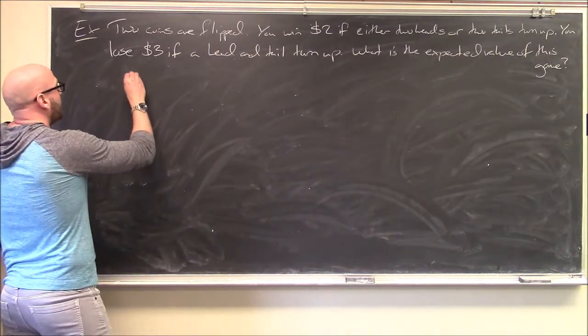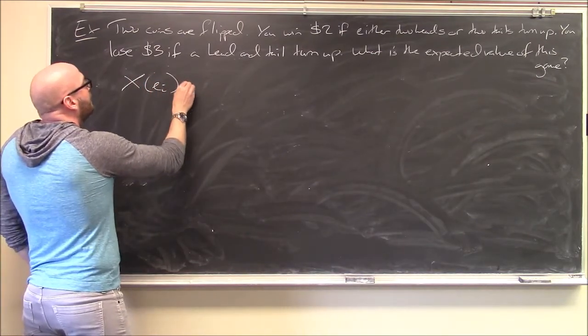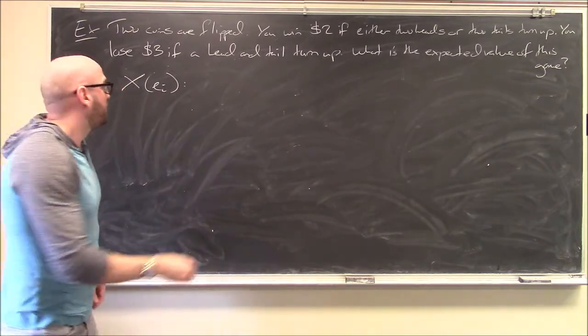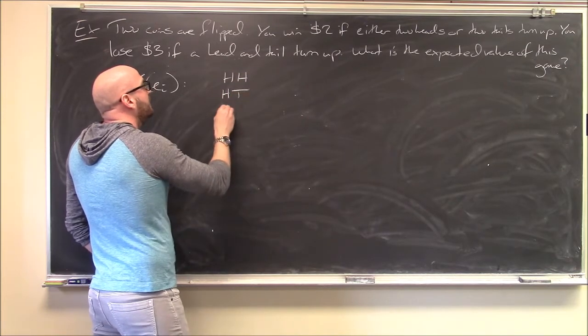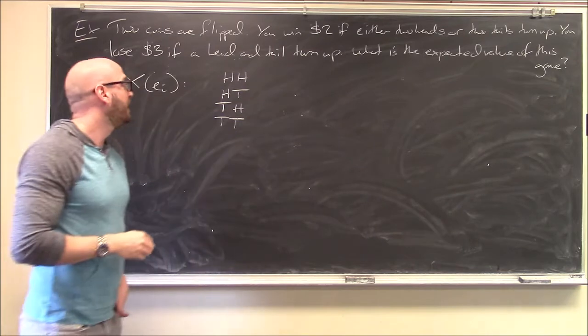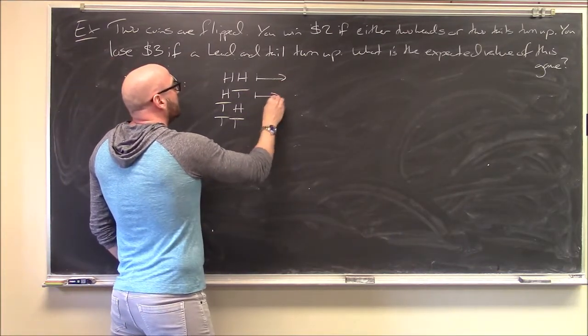So once again, my random variable x of e sub i is what? I want to assign values to all of the possible outcomes. So what are my outcomes? I either have HH, I've got HT, I've got TH, or I've got TT. And I want to assign a numerical value to each of these outcomes.